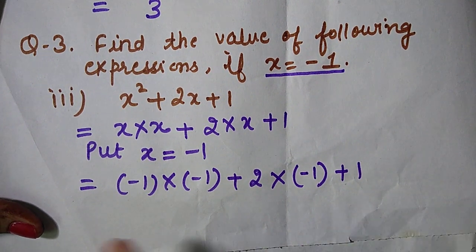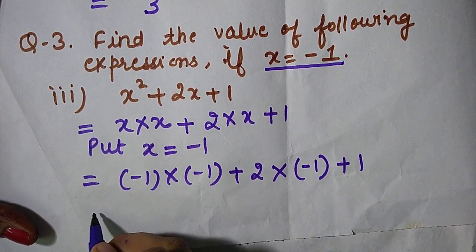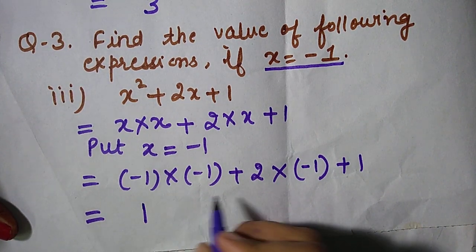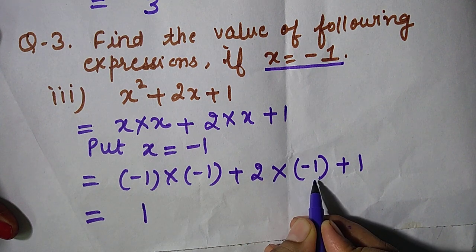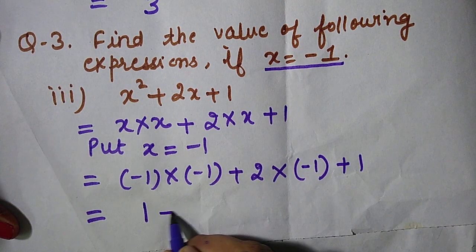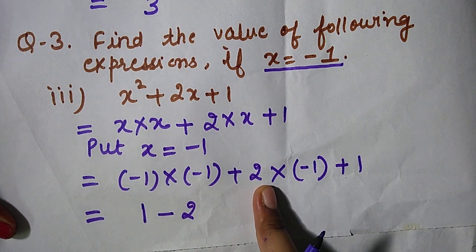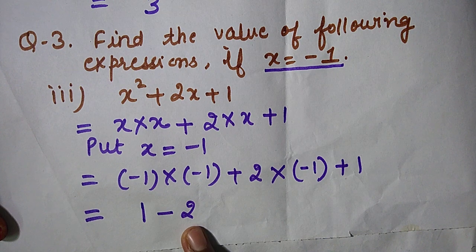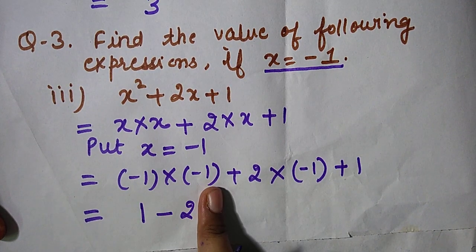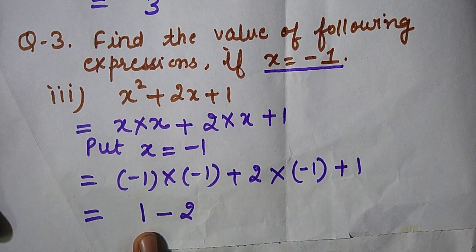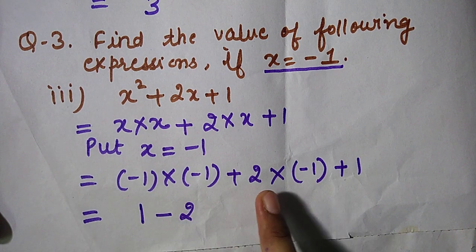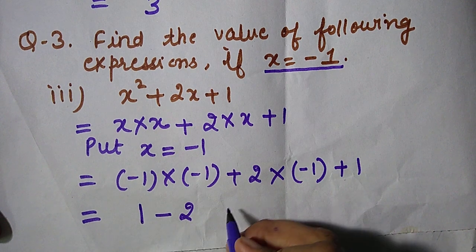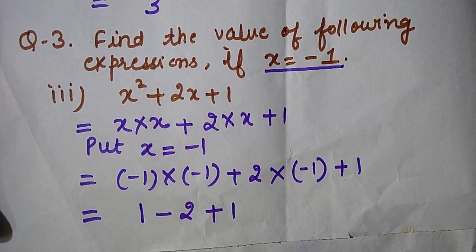Okay, now I will simplify this numerical expression. Minus 1 into minus 1 will be plus 1. Then 2 into minus 1 means minus 2, because you are multiplying one positive and one negative integer, so the resultant will be negative. If you are multiplying two negative integers, then the result will be a positive integer, or you can say positive number. If you are multiplying one positive and one negative, the result will be a negative integer, and the third term remains the same, that is plus 1.